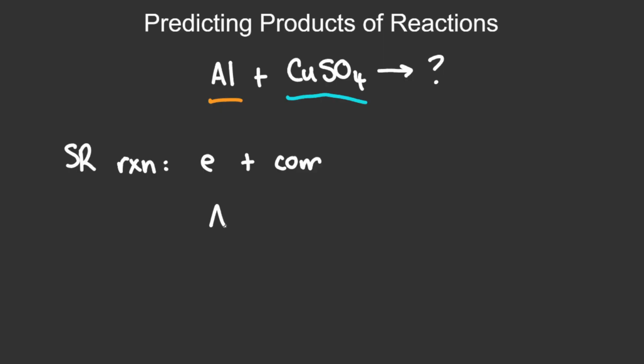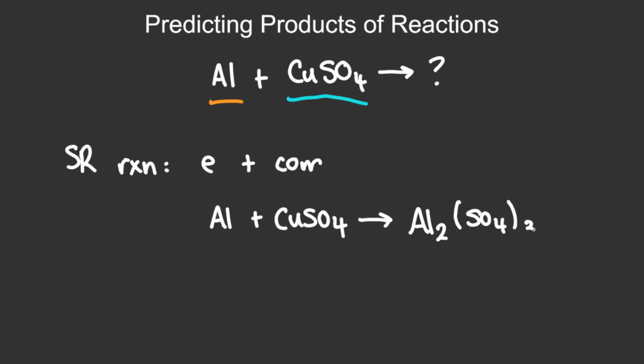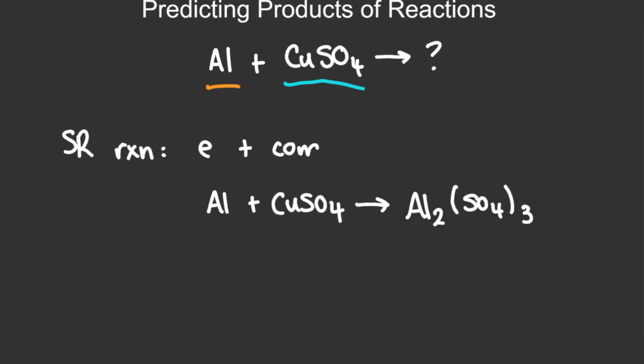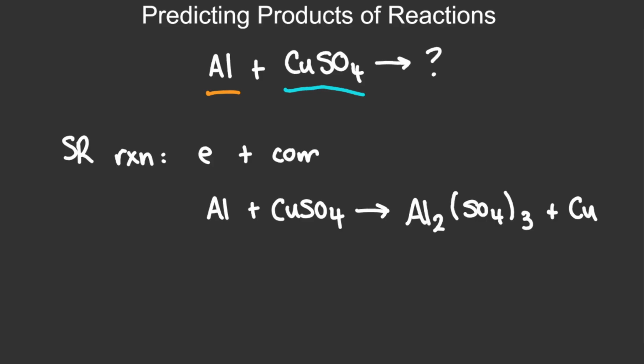So Al plus CuSO₄ is going to create Al2SO₄, 3. So aluminum sulfate will be formed, and the only thing that's going to be kicked out is the copper. So the unbalanced equation looks something like what is written on the screen.